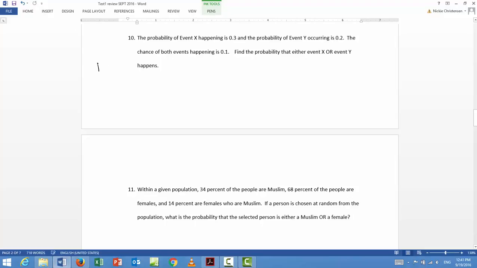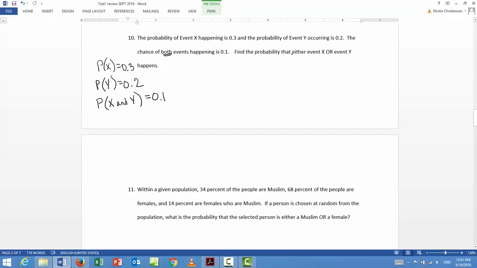Probability of X is 0.3, and the probability of event Y occurring is 0.2. So the probability of Y is 0.2. The chance of both events happening is 0.1. So both, that means event X and event Y. Okay, so the chance of both events happening is 0.1.